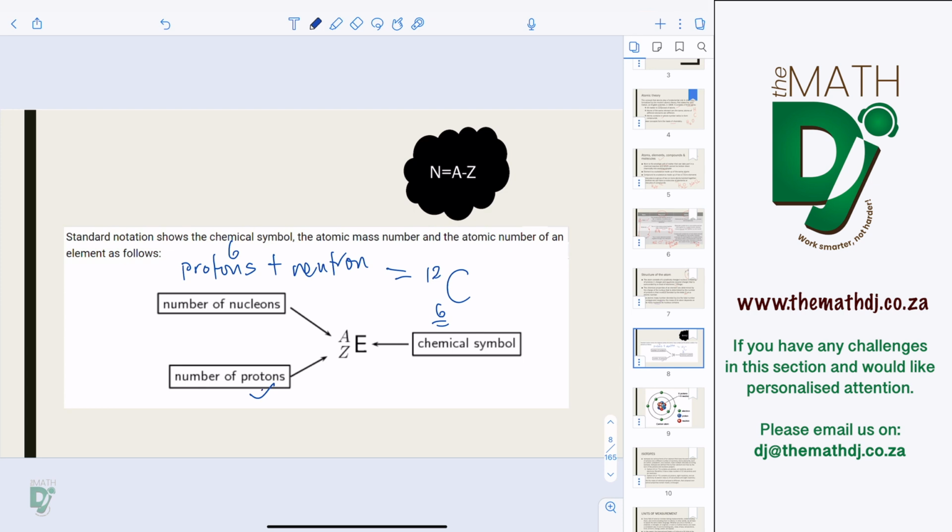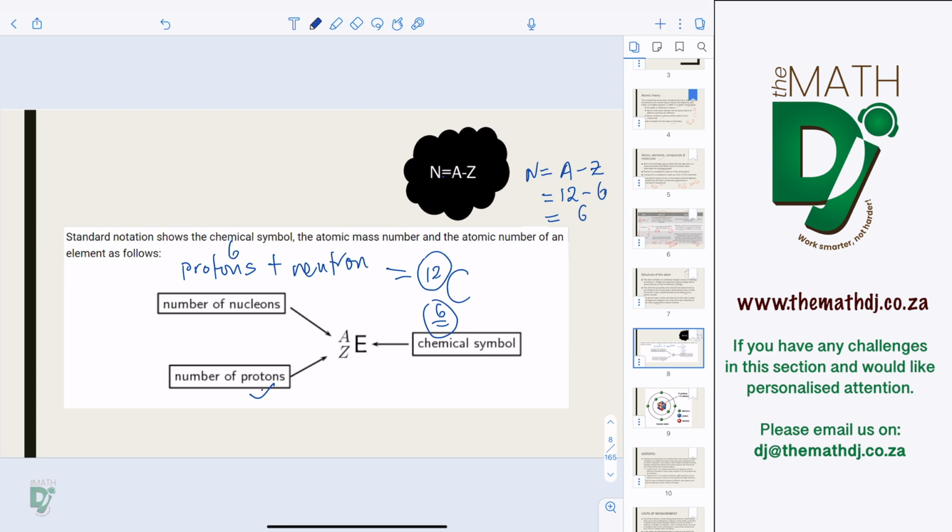So if you want to find the number of neutrons, you say N is equal to A minus Z. In this case, A is 12, and Z, the number of protons, is 6. So it gives you 6 neutrons. That's how we use it. For each element on your periodic table you will see this symbol. So just know that A is the atomic mass number and Z is the number of protons.